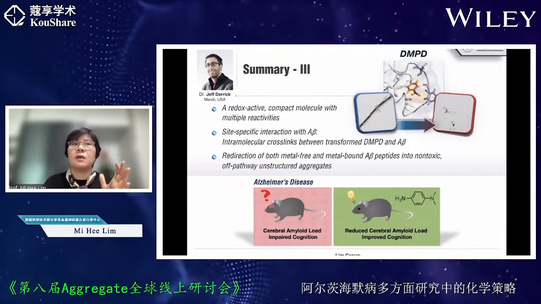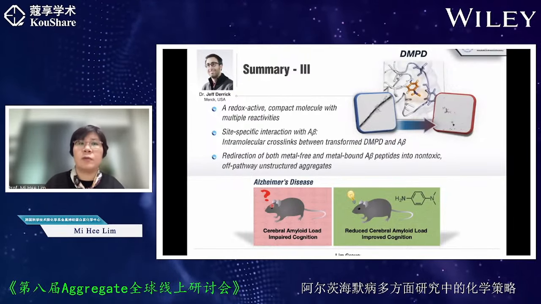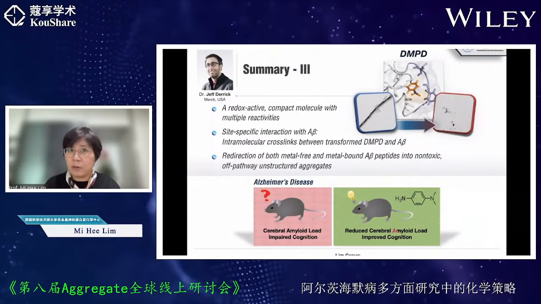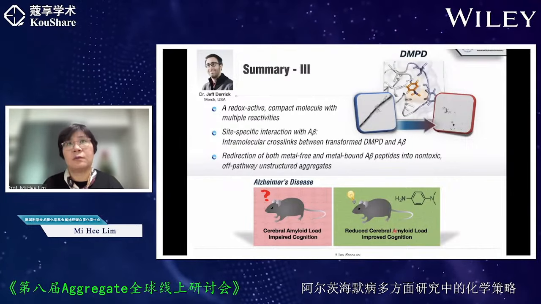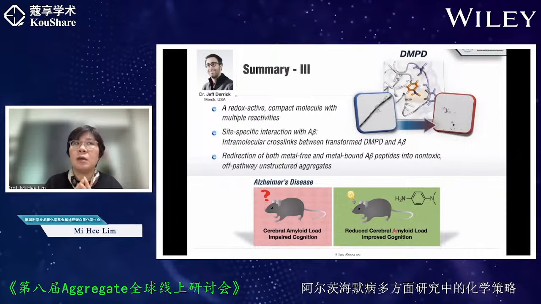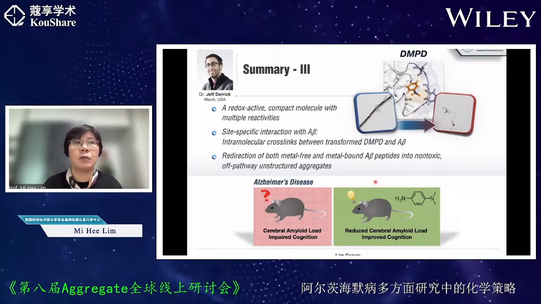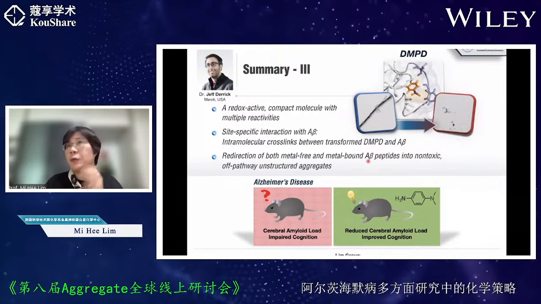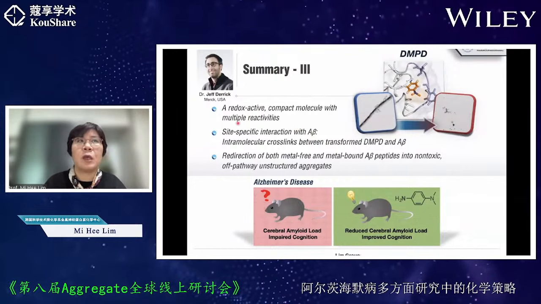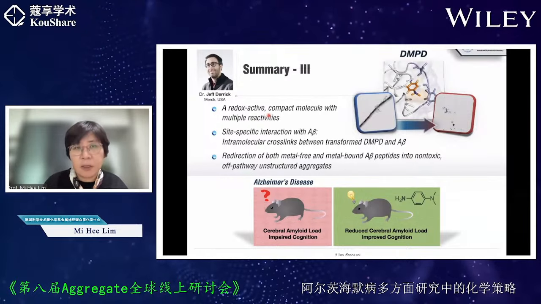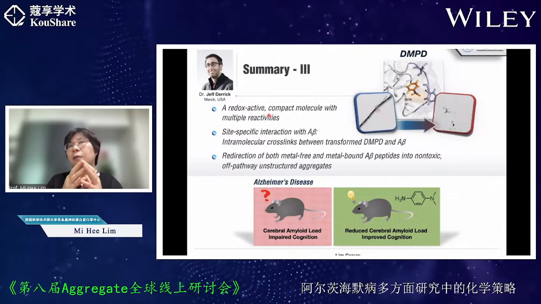This DMPD was delivered into the brain of Alzheimer's disease transgenic mice. We observed a significant reduction of the amyloid load, and subsequently we could improve the cognitive function as well. So even though it is very tiny, we have a very specific interaction with A-beta, and a very nice reactivity against the amyloid pathology. The key was that this DMPD was redox active, and of course the minimum structure is right there for the interaction with the pathological factor.